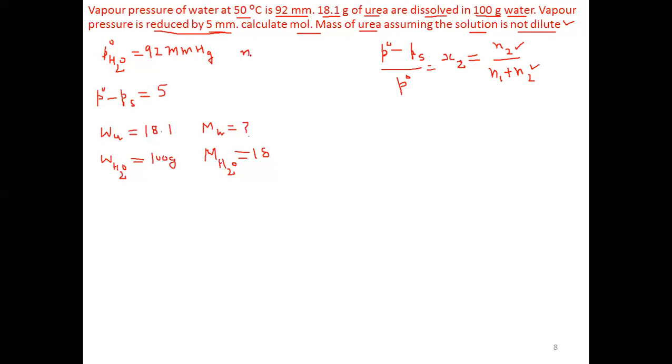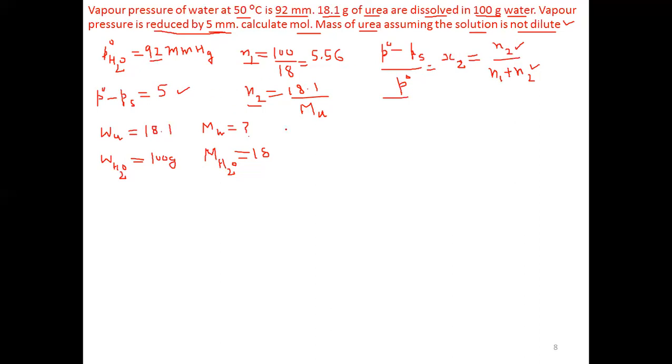First we will calculate N1. N1, the number of moles of solvent, is equal to the weight of solvent, 100, divided by its molecular weight. So its value is 5.56 if you divide it. Next is N2. The weight of urea is 18.1 and its molecular weight, which we have to calculate, we will write as Mu. Now we know N1, we know N2, we also know P naught minus Ps, which is 5, and we also know P naught, which is 92.